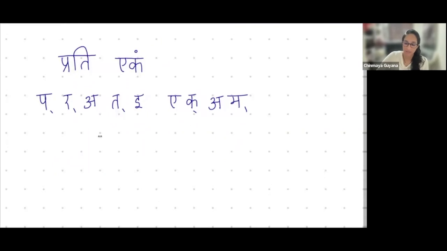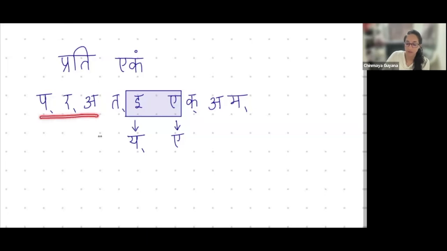Now what is going to happen? The sandhi is going to happen between i and e. Those are the two sounds coming together here. The i is going to change into ya halant. And the e is going to remain the same. So our new word is going to be pratyekam. Pratyekam.